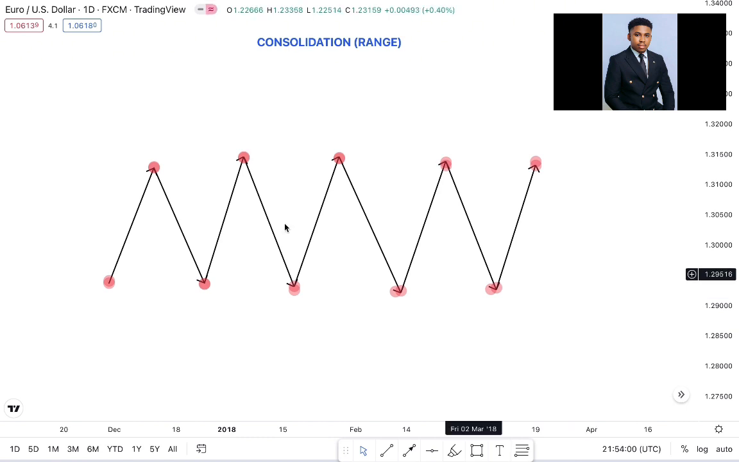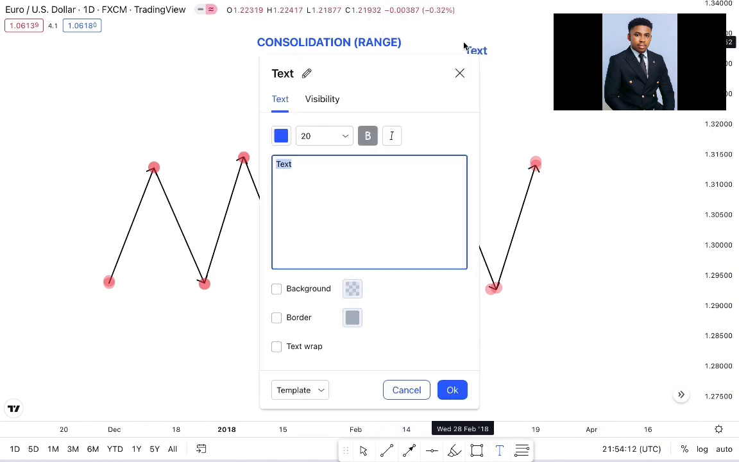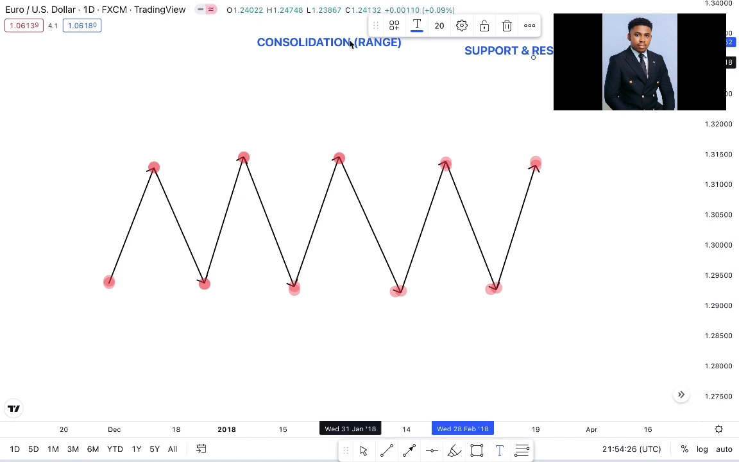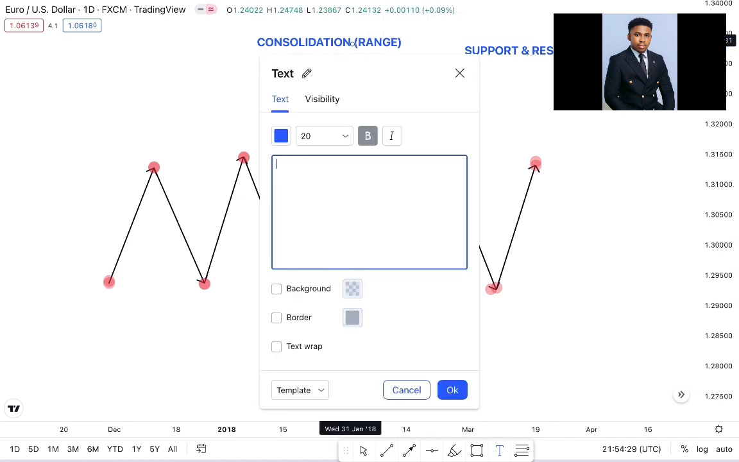Okay, so now this is what we have. This is exactly what we saw in the charts, but this is a more perfect example of that. So what is support and resistance? Let's write it down. Support and resistance.